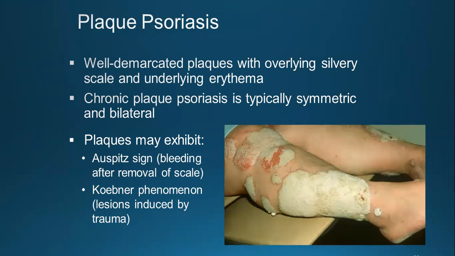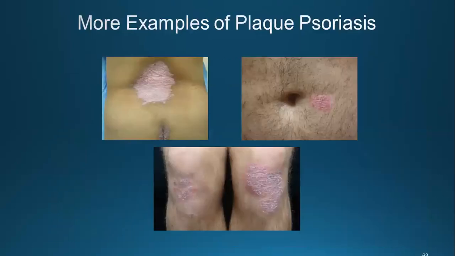The plaques may exhibit Auspitz sign, which is when you remove the scale, there are tiny pinpoint bleeding points, and Koebner phenomenon, which is lesions induced by trauma. We did this phenomenon in the terminologies as well. And no, we did it in the viral infection lecture. Then more examples of plaque psoriasis. These all are plaque psoriasis, typical sites: lower back, sacrum area, and knees.